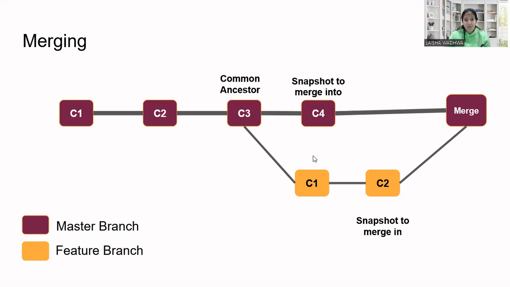That is, take the changes from the feature branch and add them to the master branch. Now, this is all simple unless there is a file which is common between these two branches that was changed both in master as well as in your feature branch. And that creates a conflict.